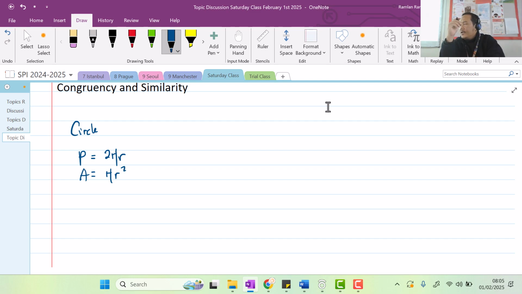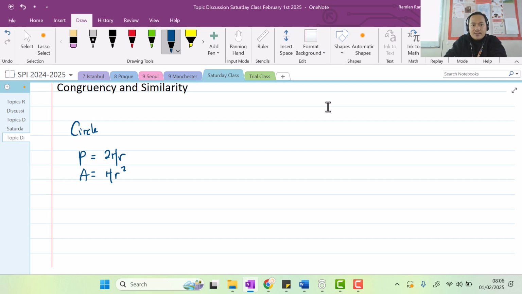Now notice that sometimes the pi may not be the pi that's in your calculator, because today we're not going to use the calculator. So I'm going to give a value for pi, which is 22/7. If the question states given pi equals 22/7, then you use that number. But if it doesn't say anything, just use pi.